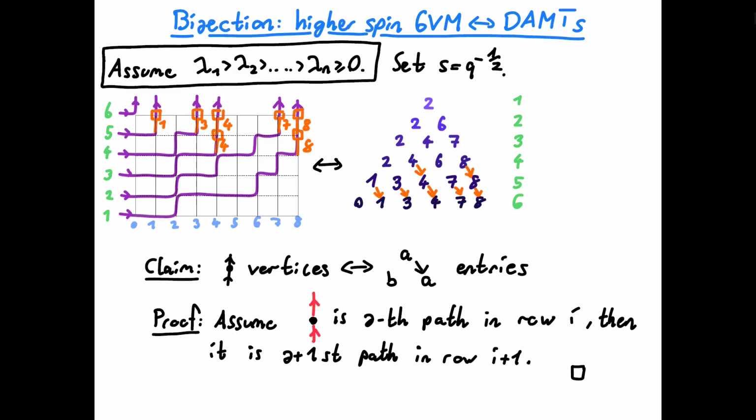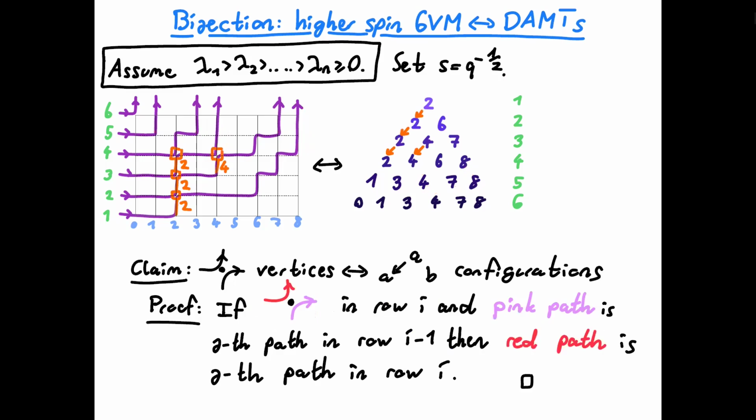And a similar argument works for the equalities in the other direction, but this time you have to have two different paths here. Because if the pink path is the jth path in row i, then in row i plus 1, the red path will be the jth path, because we just get one additional path, so the previous path was this one, minus 1.